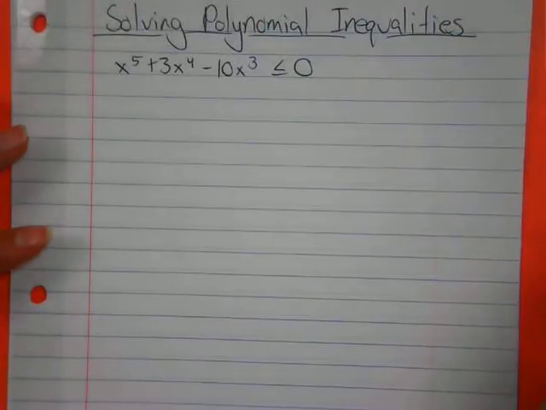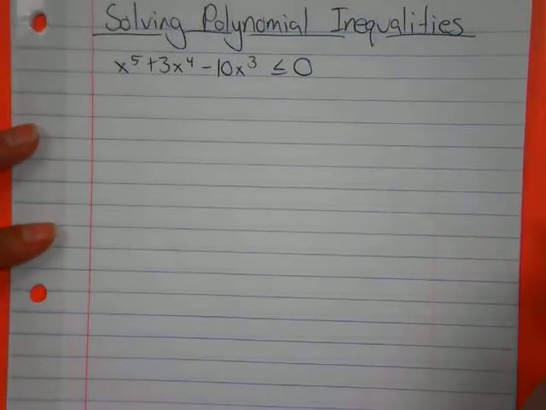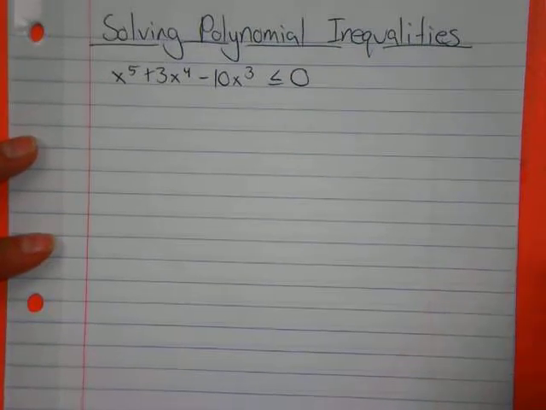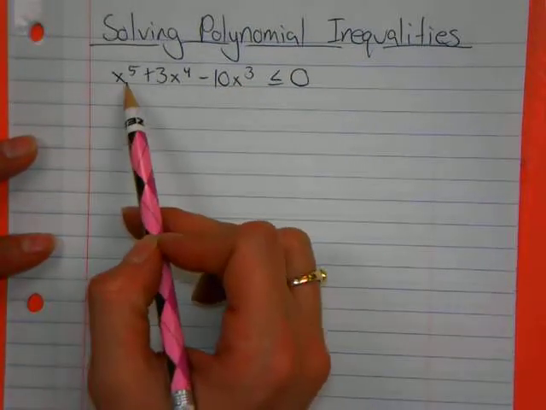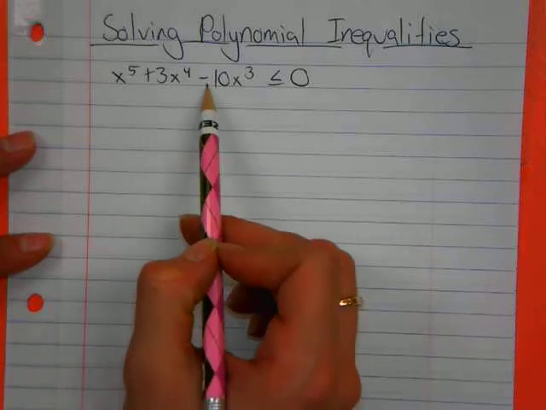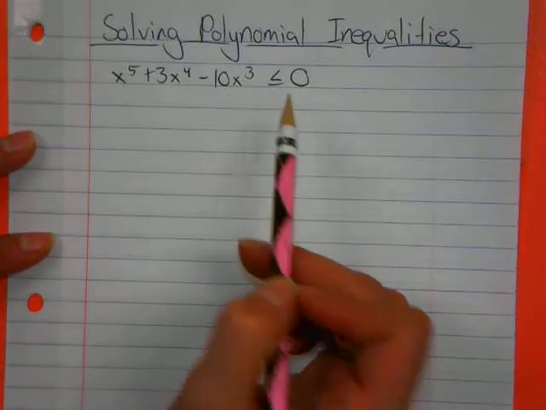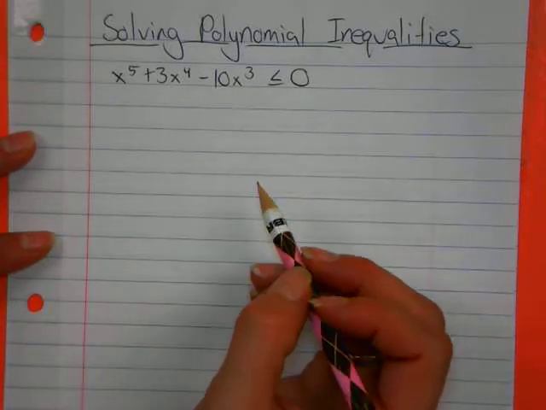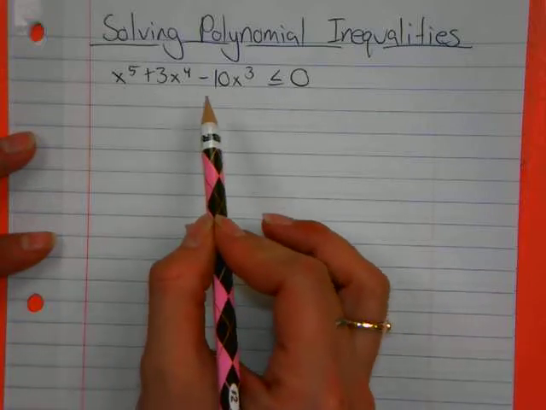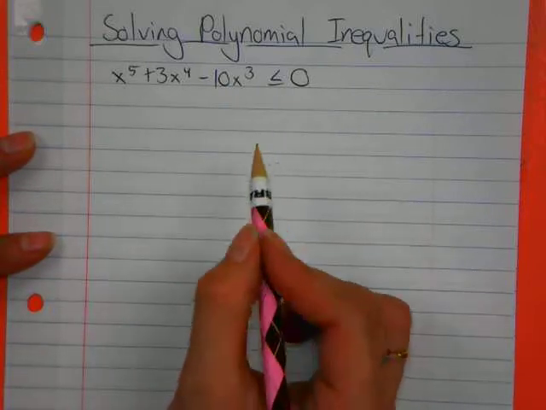Alright, in this video I'm going to be showing you an example of how to solve a polynomial inequality. So I have a polynomial here, x to the 5th plus 3x to the 4th minus 10x cubed, and it's set less than or equal to 0. So I want to know for which x values this polynomial will be less than or equal to 0.